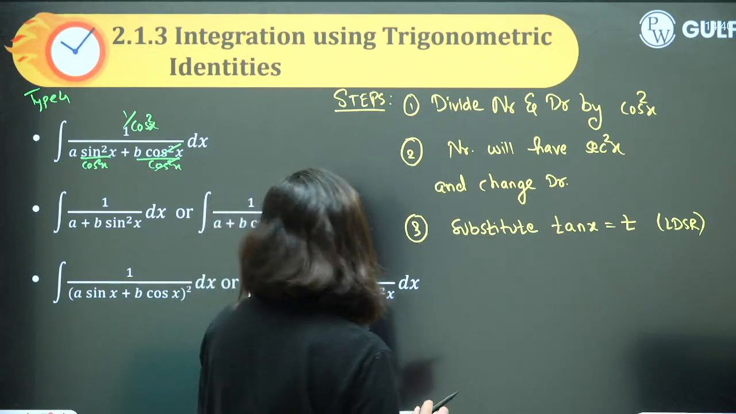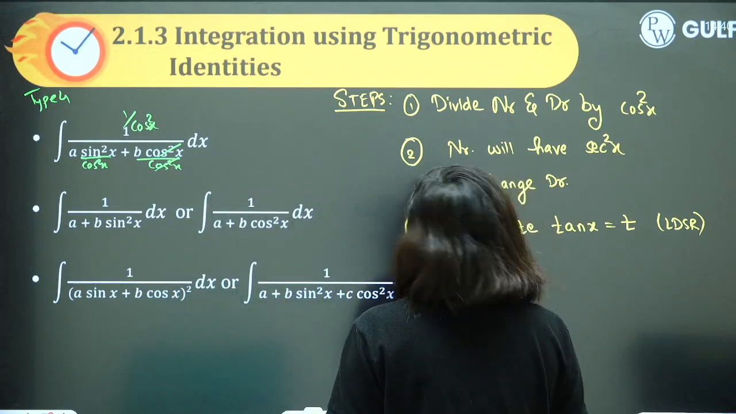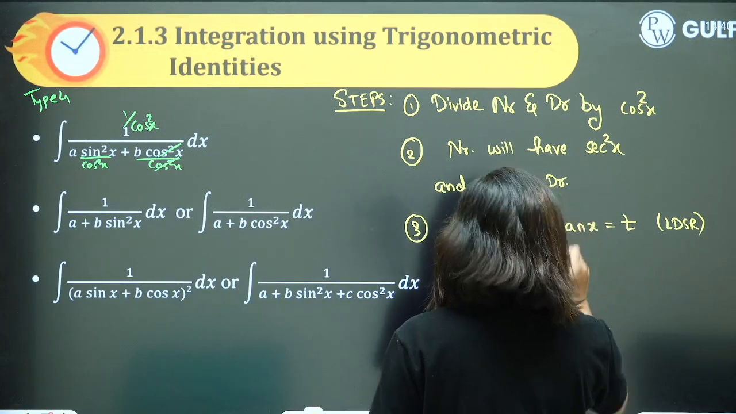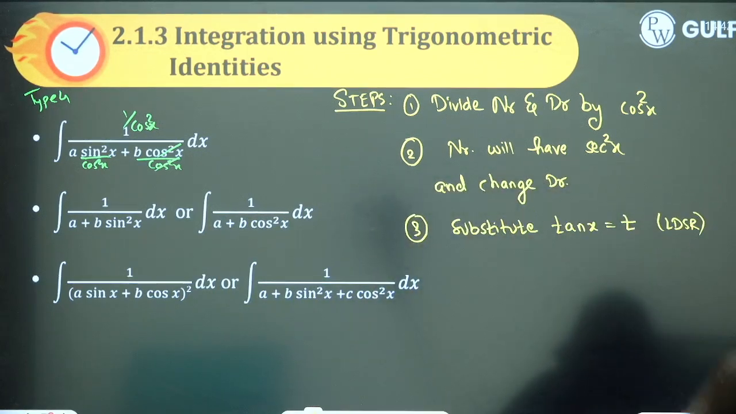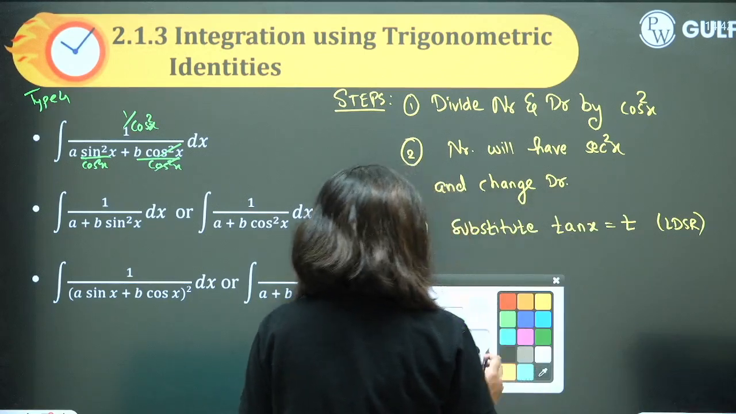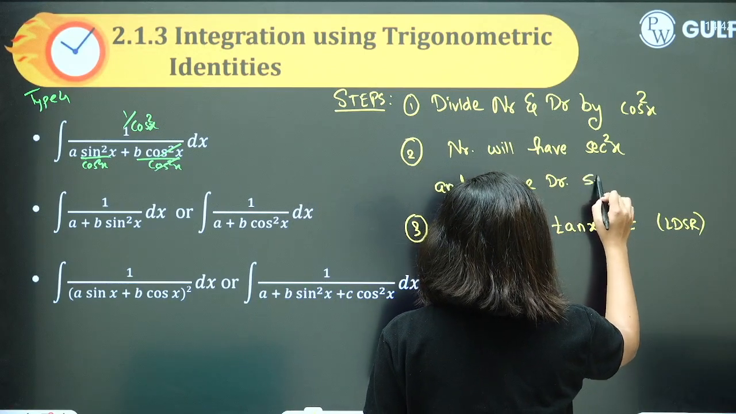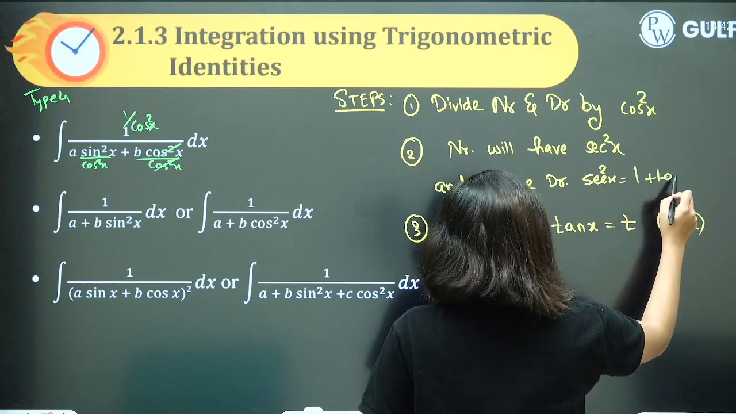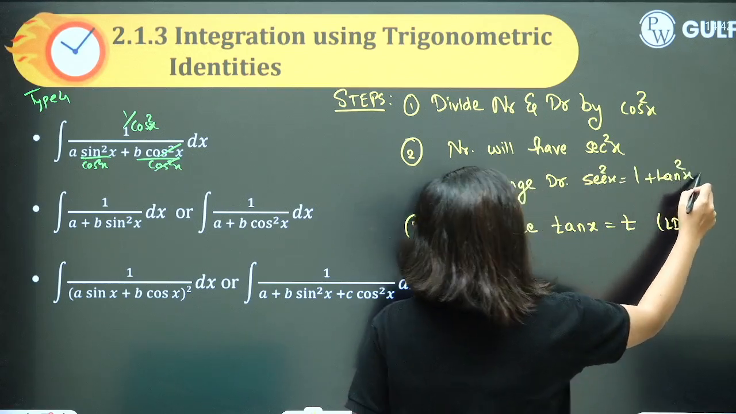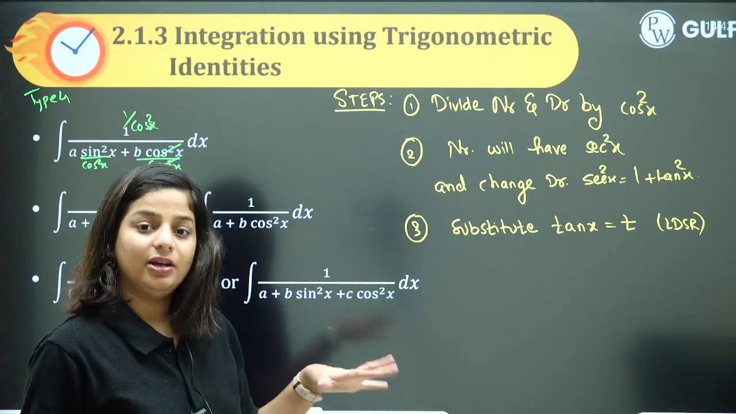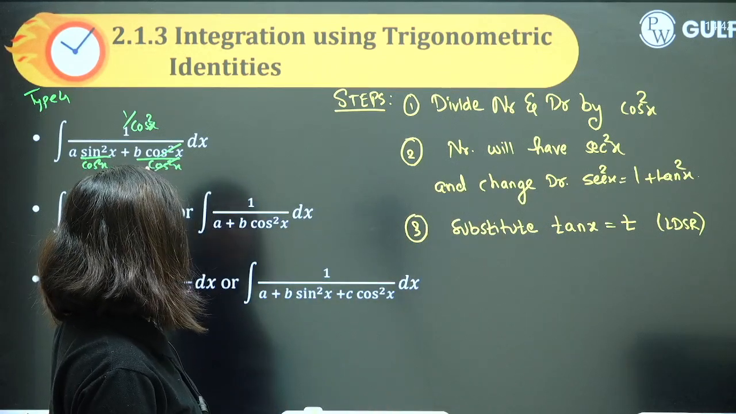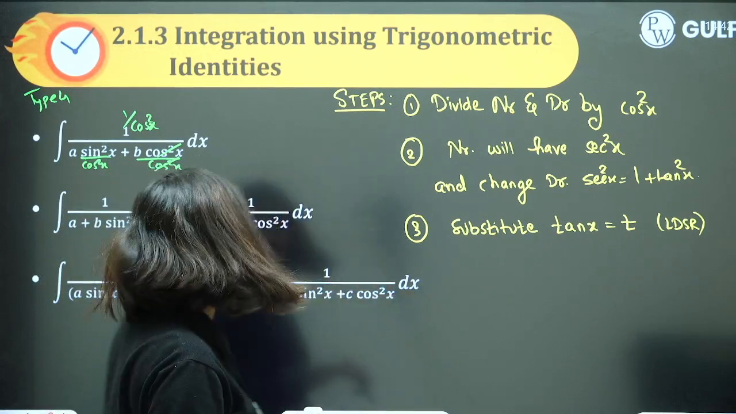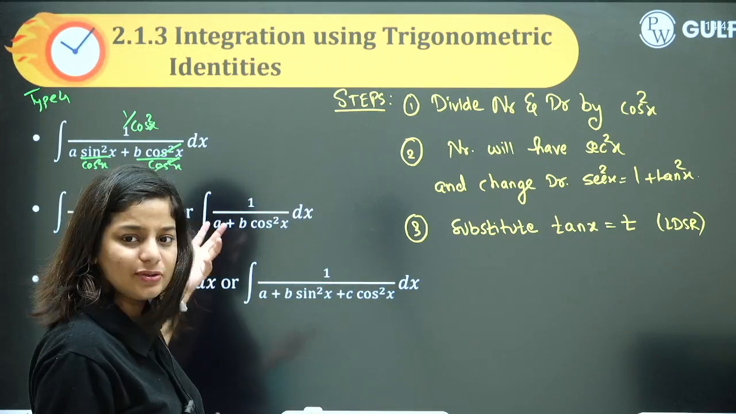Tan square x we will have. And change denominators sec square x, if any, to 1 plus tan square x. If there is any sec square in the denominator by mistake on division, in this question we don't have, but in other types of questions probably you will have. In this type of question you will get a sec square maybe.